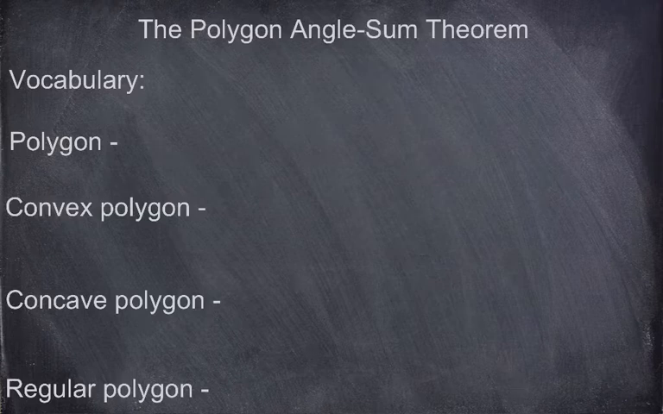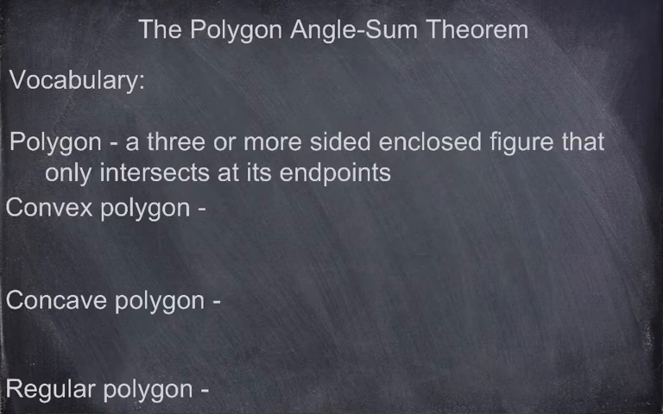Well, a polygon is a three or more sided enclosed figure that only intersects at its endpoints. So the sides can't cross over each other. They only meet at their endpoints. And again, the key thing is that it is an enclosed figure. Okay? Three or more sides, enclosed figure.